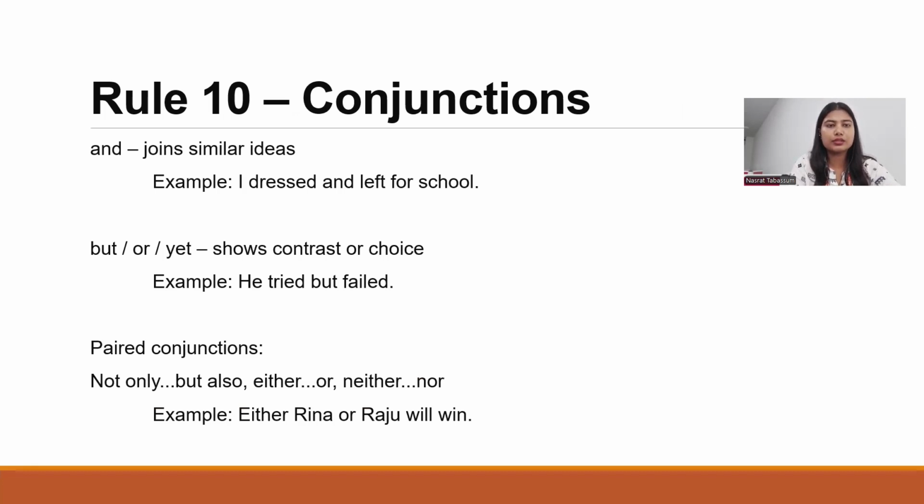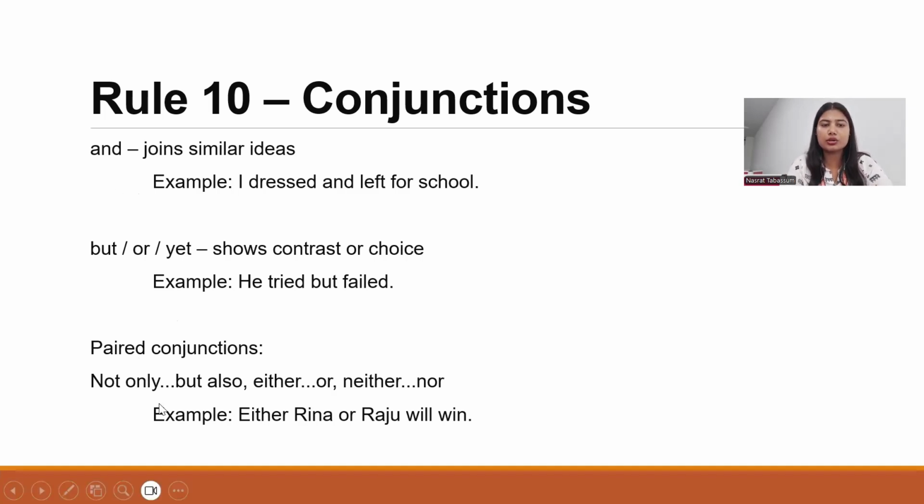Next, conjunctions. Conjunctions join similar ideas. For example, if you are talking about two similar kinds of things, for example, Ram and Rahul are brothers, in that case, you use and. But when you are using contrasting ideas, Ram is a man, but Sita is a woman. That's how you use contrasting words.